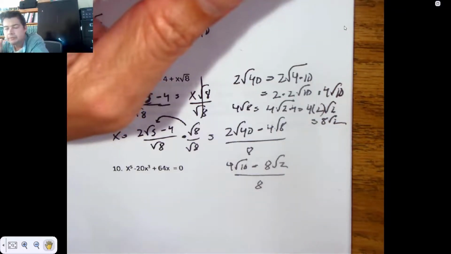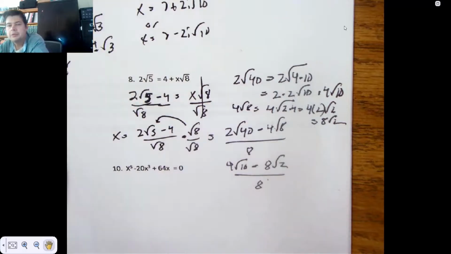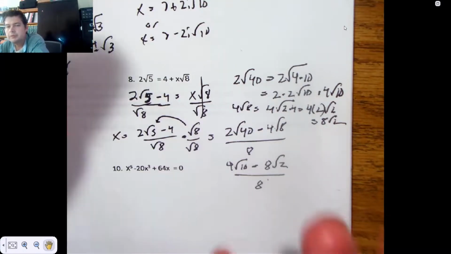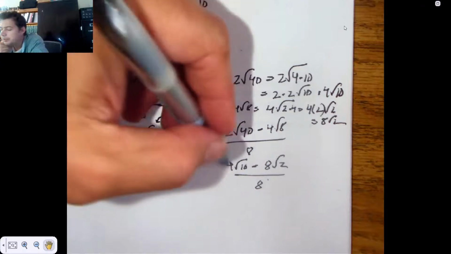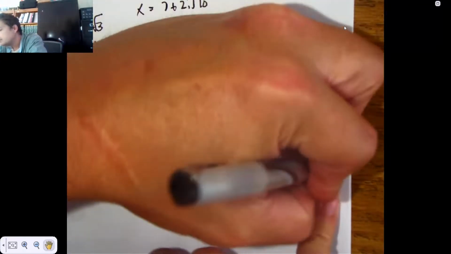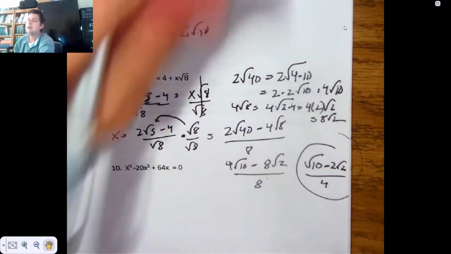Now I can simplify if I want. All three pieces are divisible by 8. You could break this into two numbers if you wanted to, or you can leave it as a rational number. It doesn't really matter. But since all three pieces are divisible by 4, that's what I'm going to do. Root 10, take away 2 root 2 over 4. That's how I personally would write it.